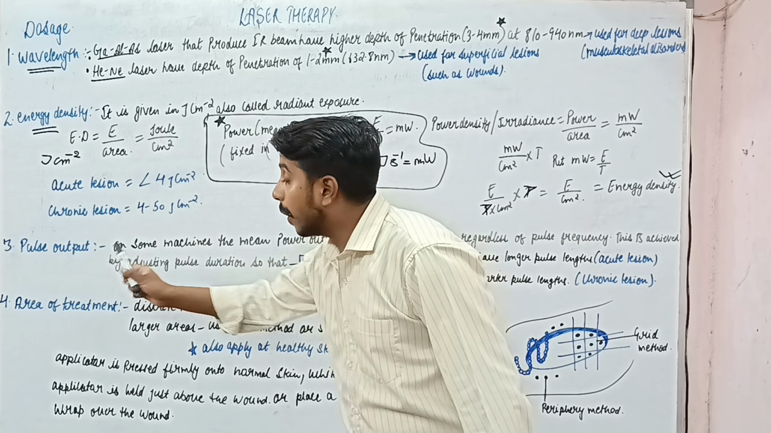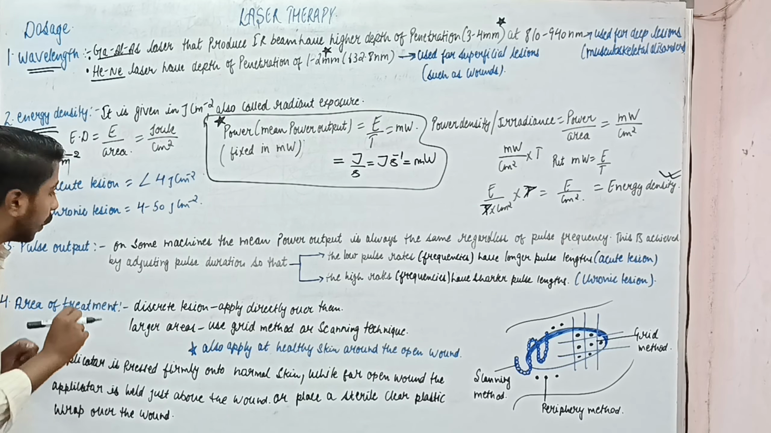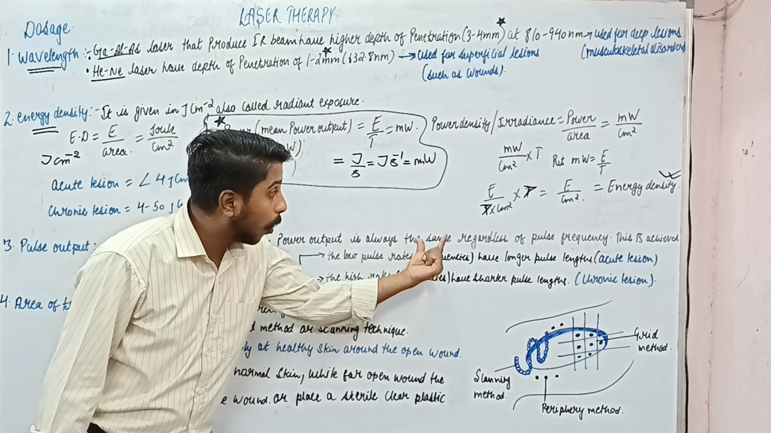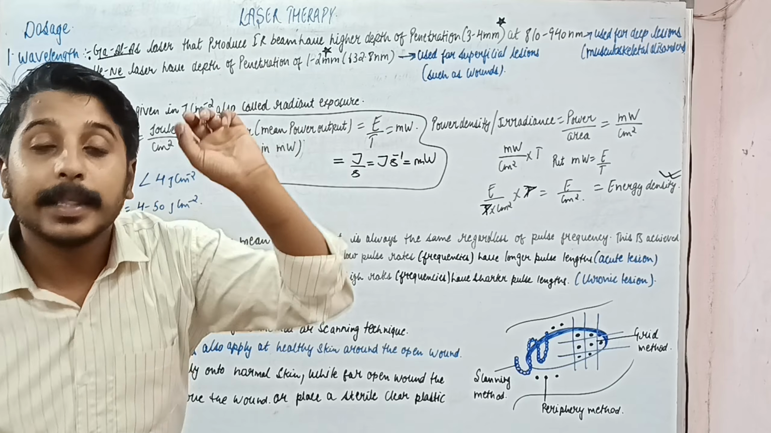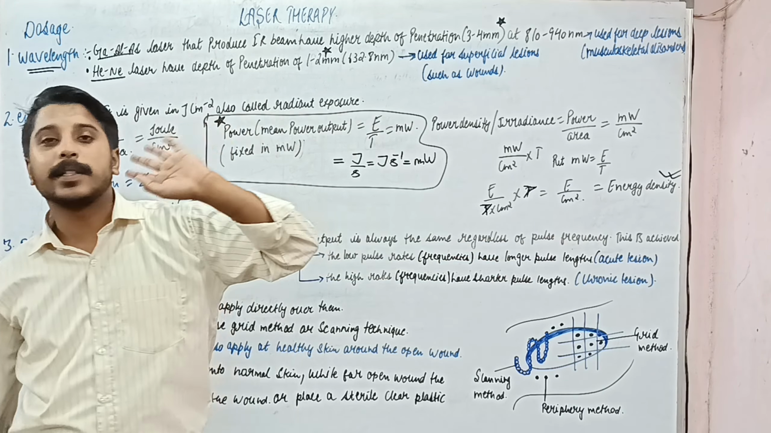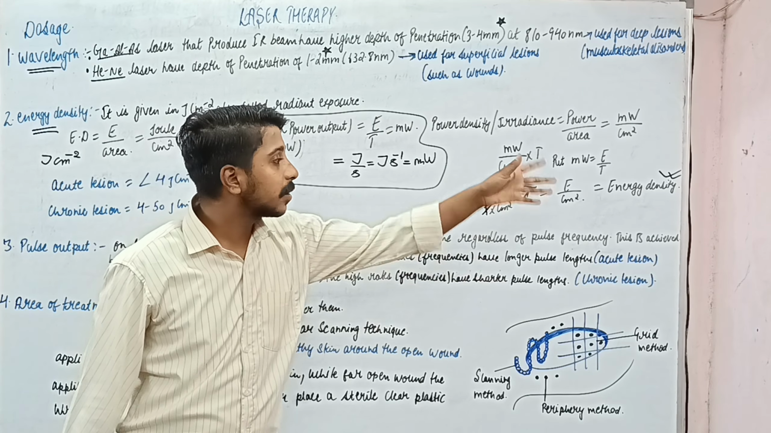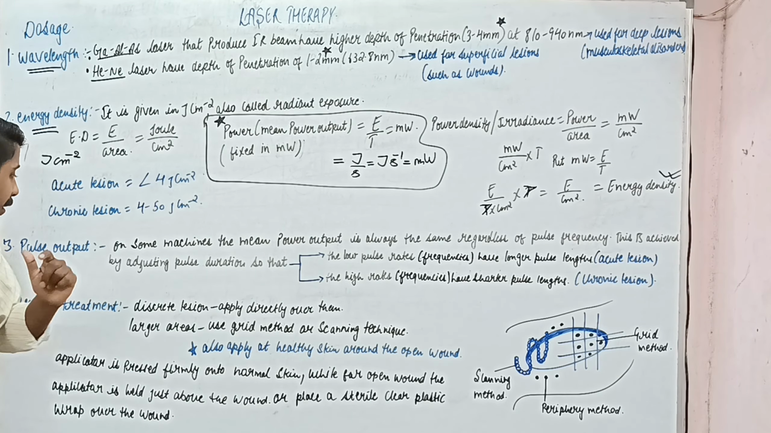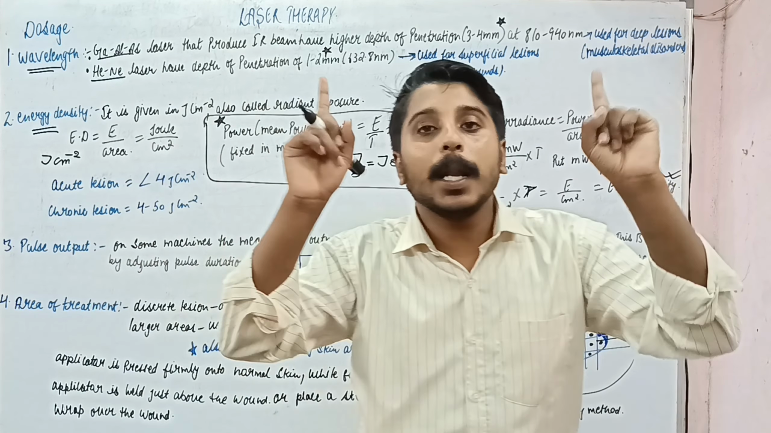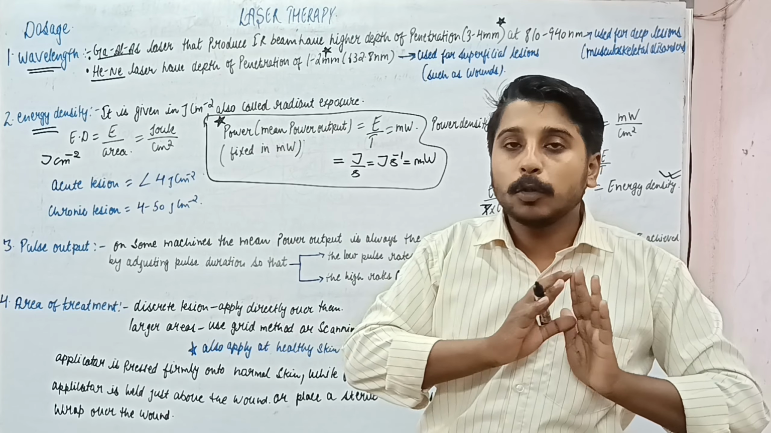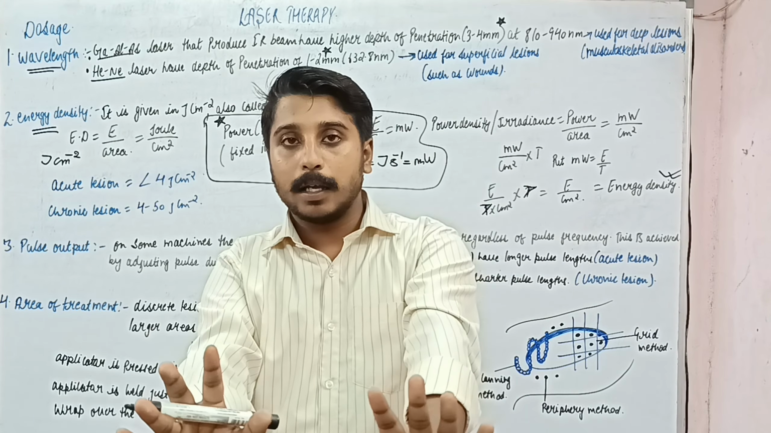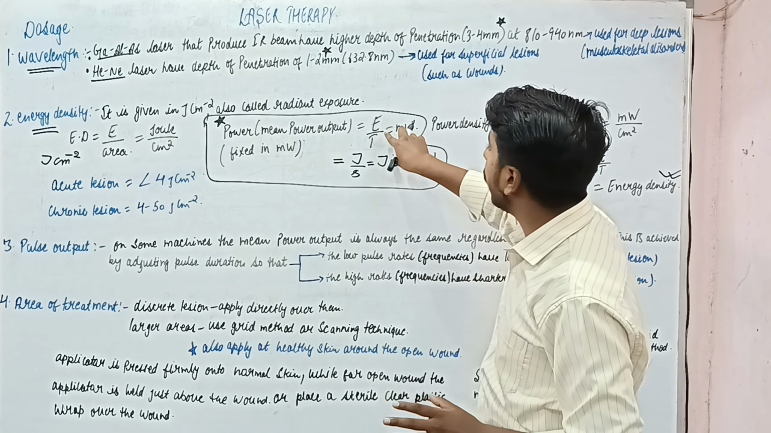Next is pulsed output. Let us just read the line: on some machines, the mean power output is always the same. I have explained that mean power output is fixed, even if we are using pulse frequency or pulsed mode, that is, regardless of pulse frequency. This is achieved by adjusting the pulse duration. What I am saying is that the total power of the laser which is given in a particular time is fixed. So what was power? Power is energy upon time.